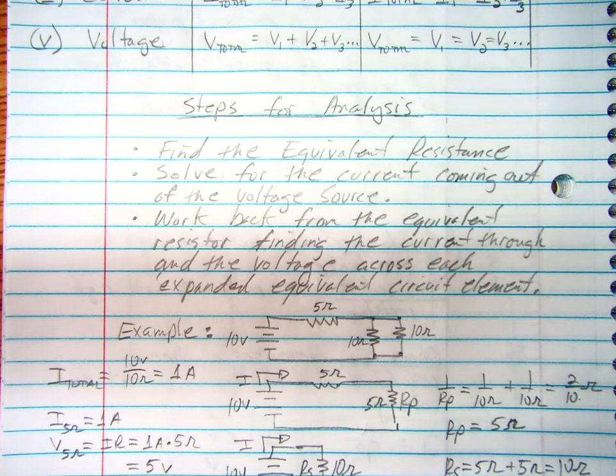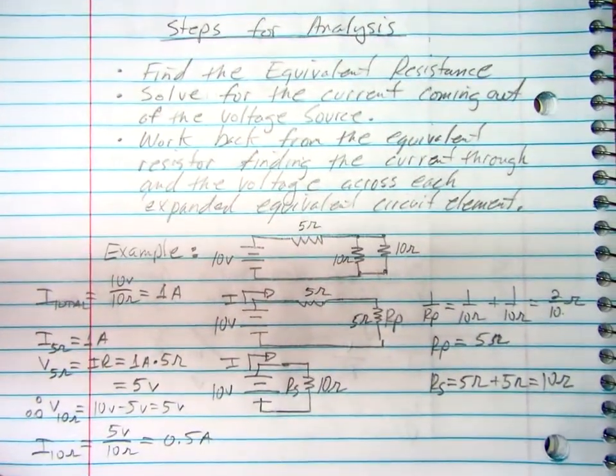You do that in steps by combining the elements in series and parallel. Then you solve for the current coming out of the voltage source, the battery, and then work back, adding elements until you get back to your original circuit. Here's an example that I worked out for you.